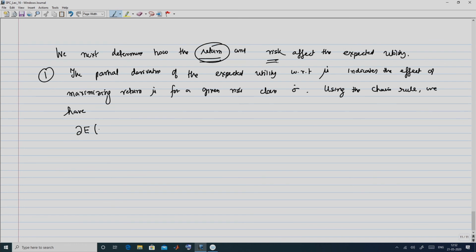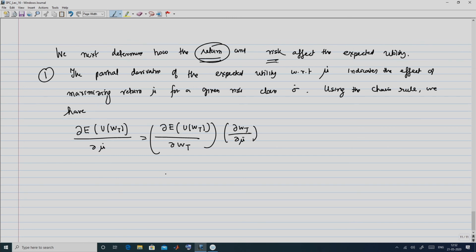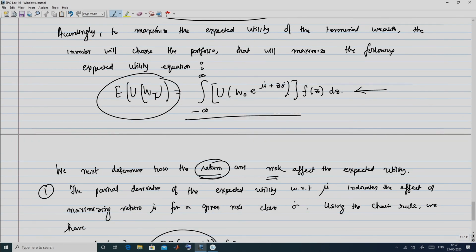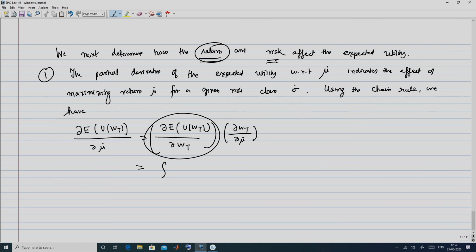So, I will take the partial derivative of the expected utility of the terminal wealth with respect to mu dot. Now, the chain rule will give me the partial derivative of the expected utility of terminal wealth with respect to the terminal wealth, multiplied by the partial derivative of the terminal wealth with respect to mu dot. Now, first of all let me look at this term. I will take this partial derivative with respect to w t under the integration sign. So, this will give me the integral from minus infinity to infinity of del u over del w t into w t into f of z dz. Here we have used del w t over del mu dot is equal to w t.